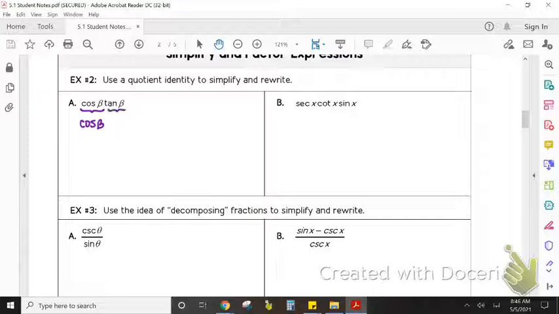But we know that tangent is sine over cosine. So it's going to be sine of beta over cosine of beta. Now, we know that this fraction would be over 1, and when we multiply fractions, we multiply straight across. Also remember, anything that's on top and bottom will cancel. So I'm left with sine of beta over 1, which I just simplify as sine of beta.